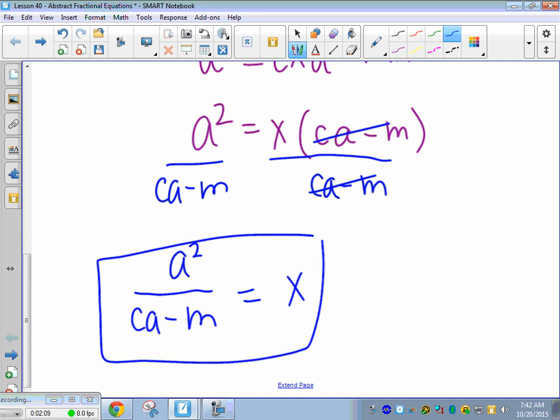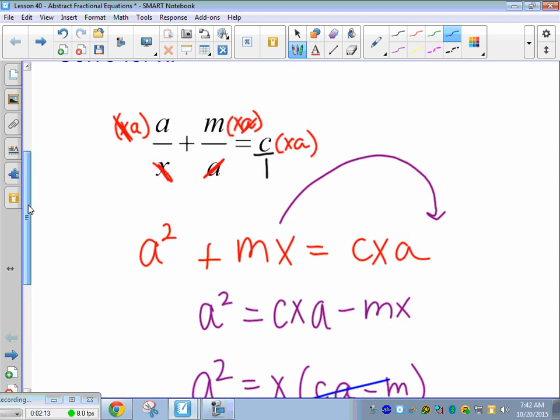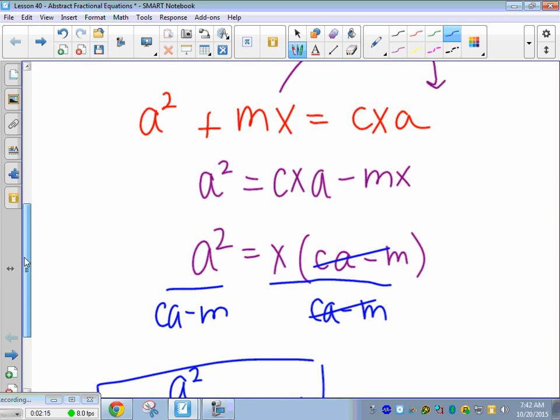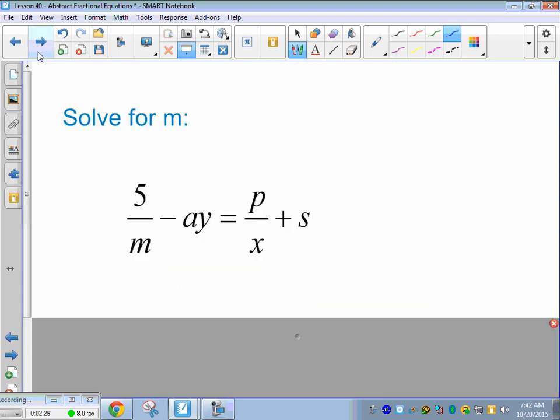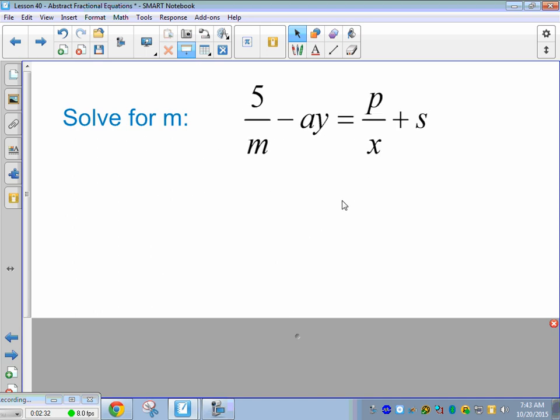So it's the same steps every time, you guys. We're always going to cancel the fractions. We're always going to get the variable we're solving for on one side. We're going to factor it out, and we're going to divide by what's left over every time. All right? So let's try another one. Go ahead and write that down. I'm going to move it over here so I have some space. So 5 over m minus ay equals p over x plus s.